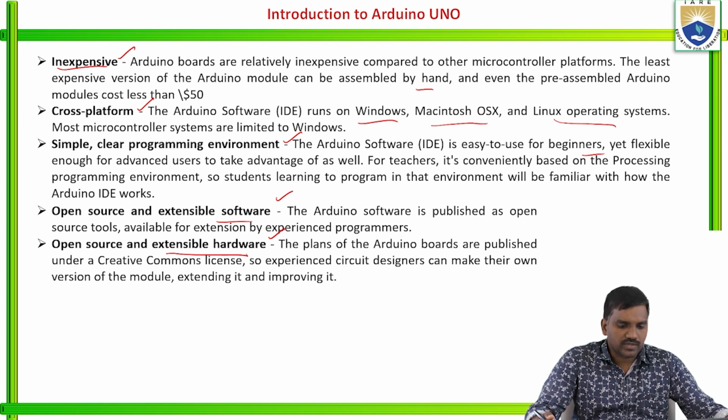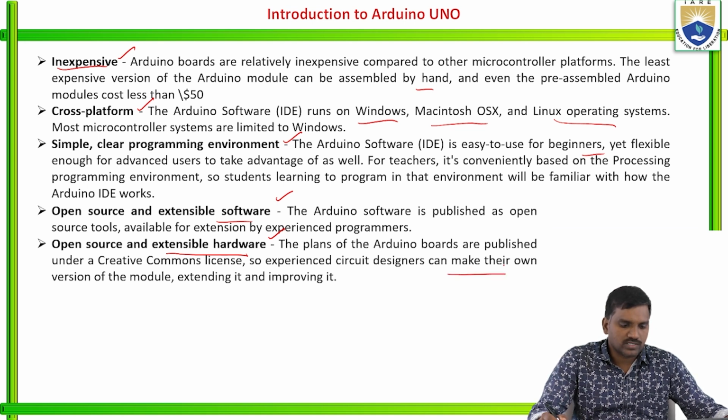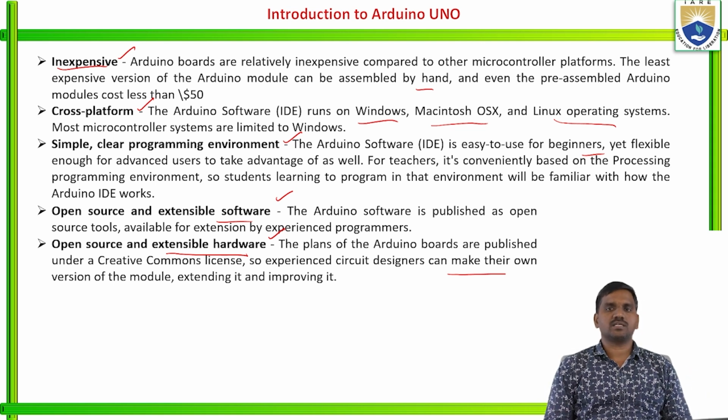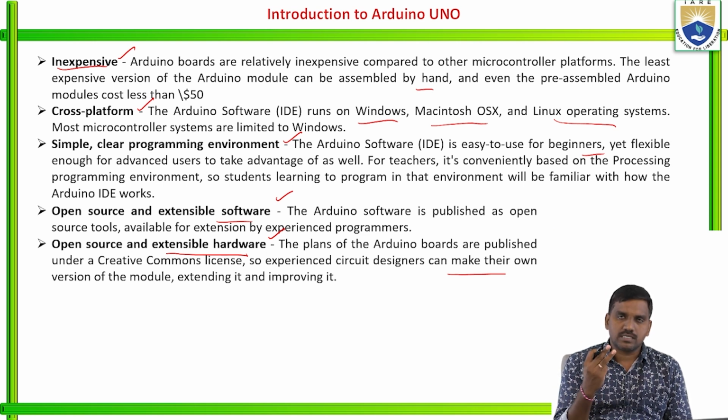And the hardware plans for the Arduino boards are published under a Creative Commons license. So experienced circuit designers can make their own version of the module, extending it, improving it. So these are some features or applications of the Arduino Uno board: inexpensive, cross platform, simple and clear programming environment, open source extensible software, open source extensible hardware.